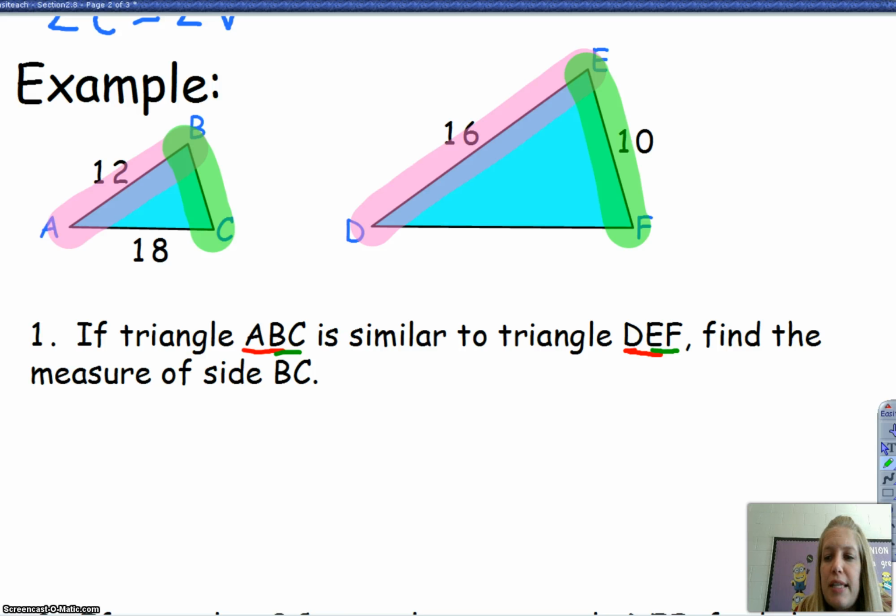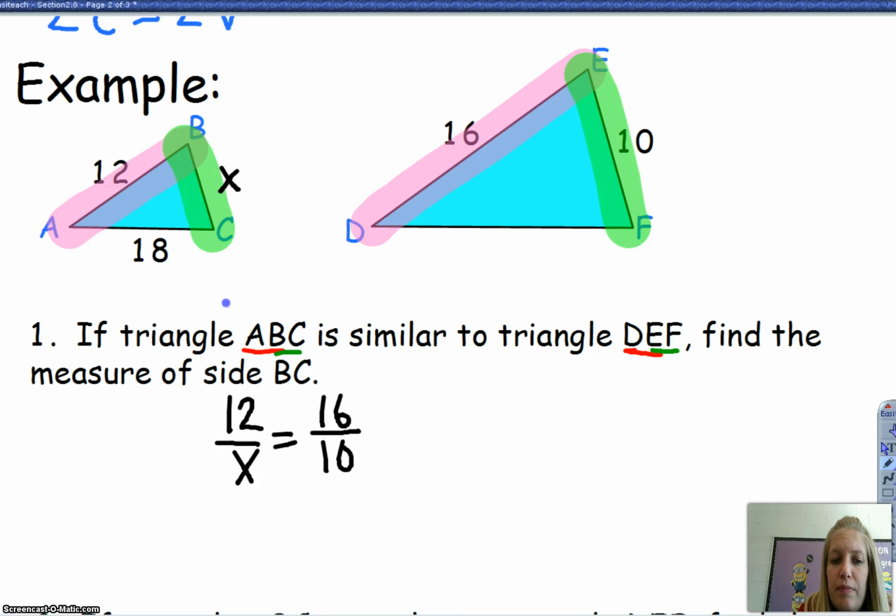Find the measure of side BC. So we don't know that side, BC. I'm going to put an X here. So since we know the sides are proportional, we're going to set up a proportion. I'm going to do AB to BC, so I'm going to do 12 over X equals 16 over 10. Notice I'm doing the pink side to the green side. 16 over 10. You get 120 equals 16x. Divide both sides by 16. And you're going to do 120 divided by 16. And you get 7.5. So x equals 7.5.